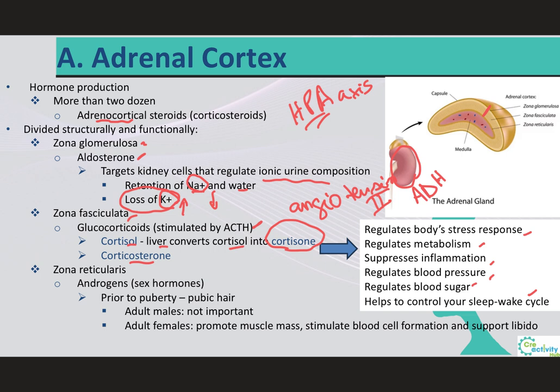With regards to suppressing inflammation, in short spurts, cortisol can boost your immunity by limiting inflammation. However, if you have consistently high levels of cortisol, your body can get used to having too much cortisol in your blood, which can lead to inflammation and a weakened immune system.